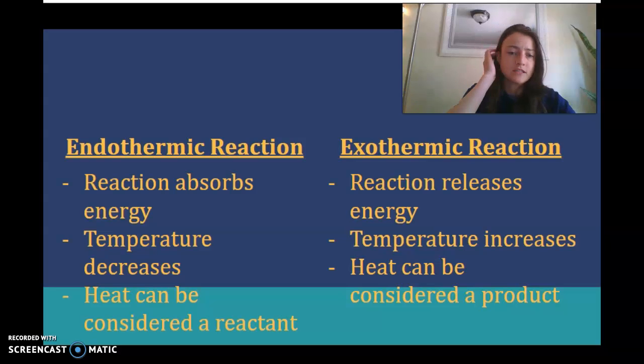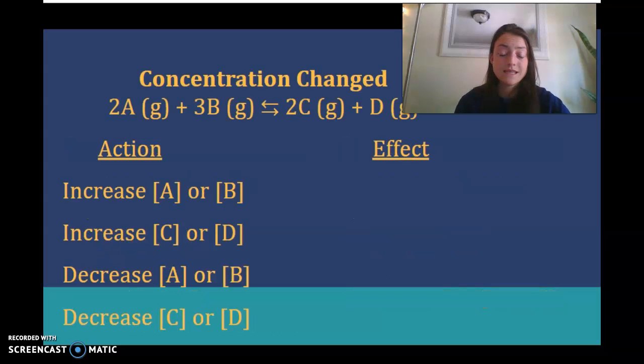So these are just some reminders about endothermic and exothermic reactions. In an endothermic reaction, energy is entering the system. So our temperature is going to decrease because we're putting energy into the system. We can consider heat to be a reactant, so we can consider it to be on the left side because it's entering the system. Versus in an exothermic reaction, heat is exiting, so our temperature is going to increase. We're going to be able to feel that heat exiting, and heat can be considered a product in an exothermic reaction.